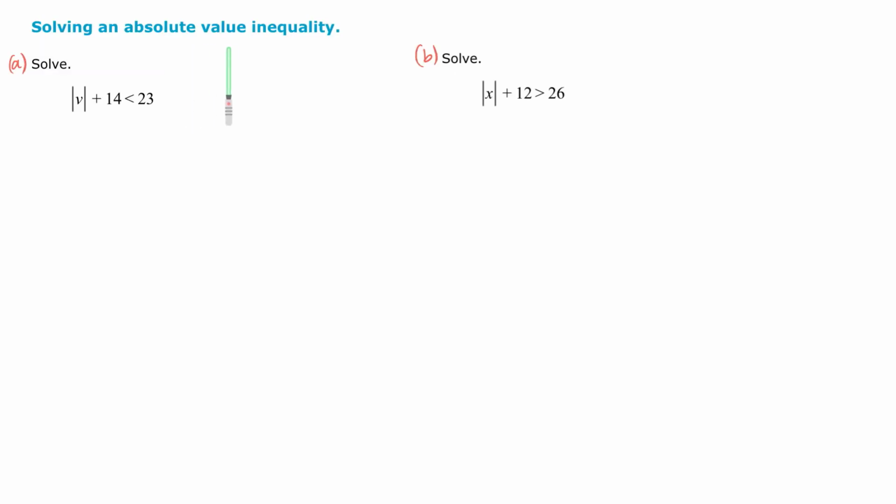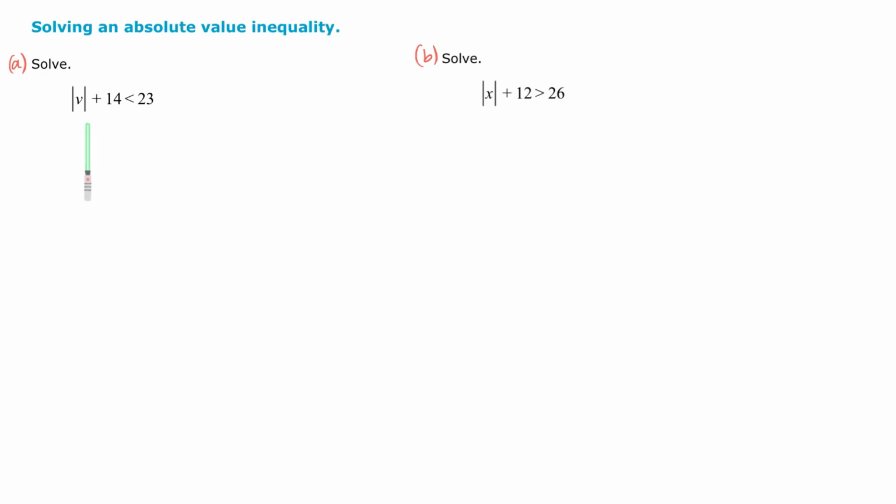Solving an absolute value inequality. There are two examples here. They're both extremely different. They look similar, but they're actually extremely different because this symbol here is less than and this symbol here is greater than. I am going to give you a little bit of insight from calculus class on how to interpret the absolute value.